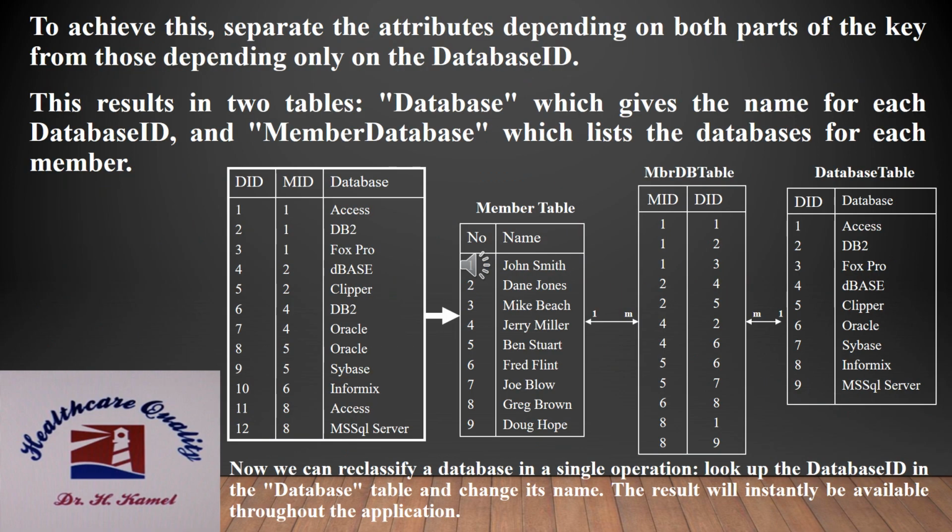To achieve this, separate the attributes depending on both parts of the key from those depending only on the database ID. This results in two tables: database, which gives the name for each database ID, and the member database, which lists the databases for each member. Now we can reclassify a database in a single operation. Look up the database ID in the database table and change its name. The result will instantly be available throughout the application.